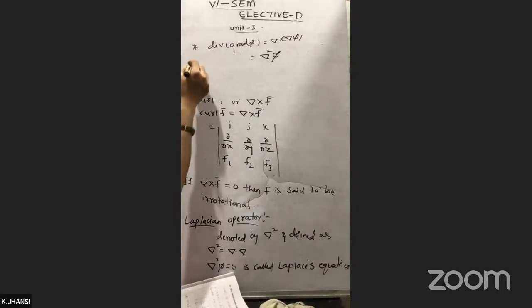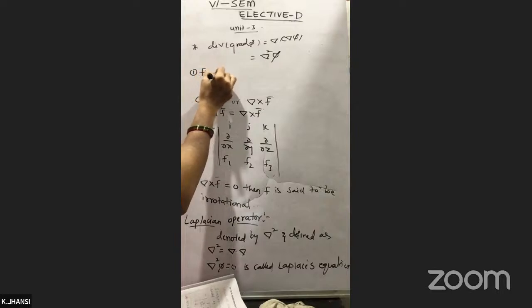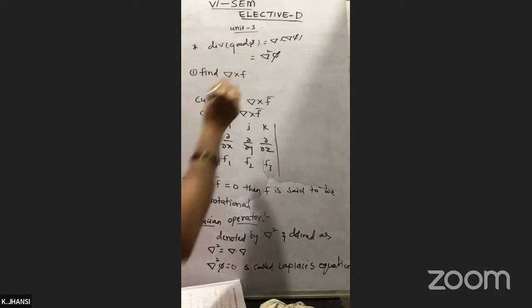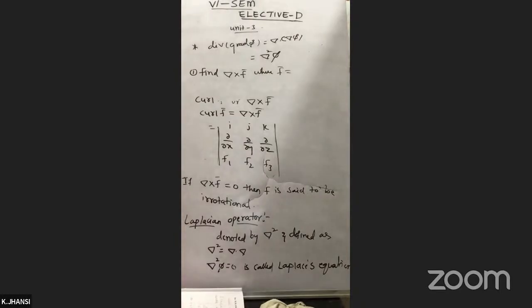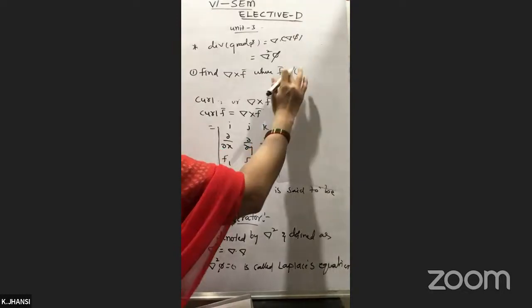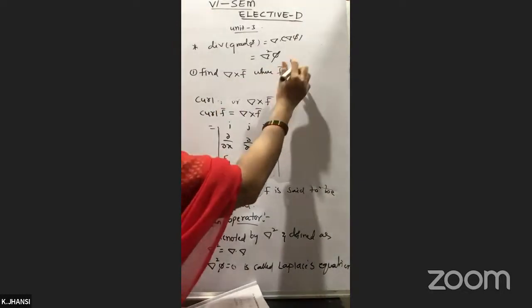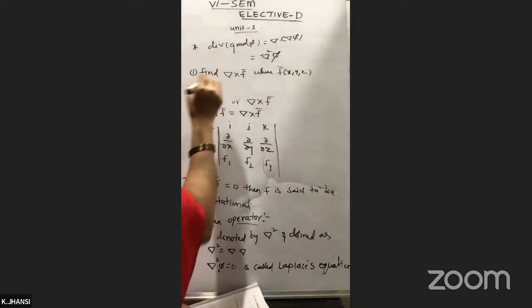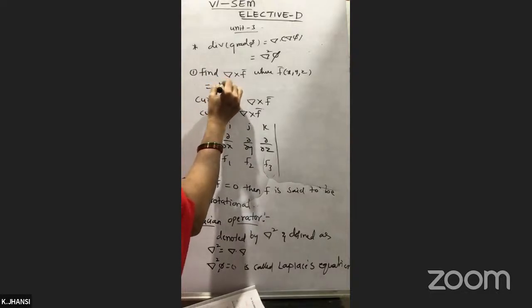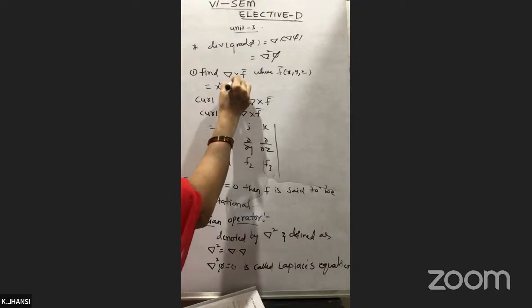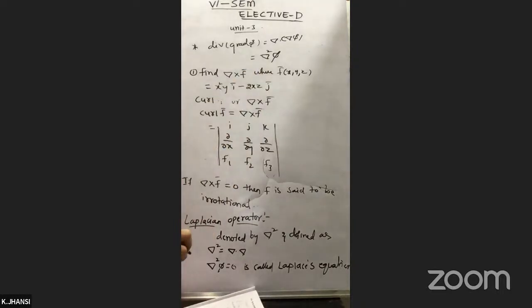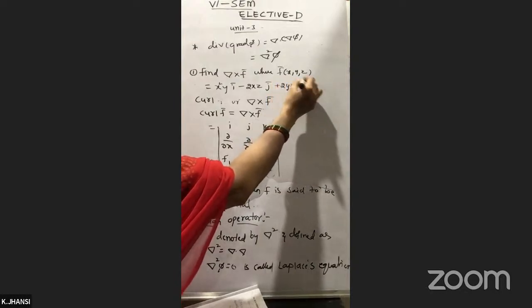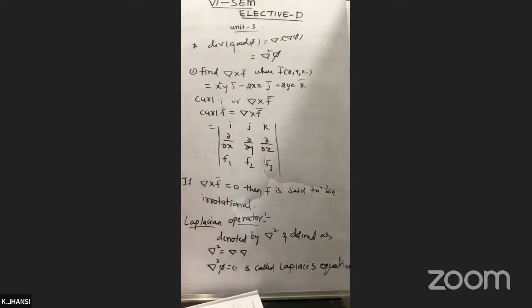So find del cross f. One problem we are seeing: del cross f, where f of x, y, z is equal to x square y minus 2xz plus 2yz k. This is the given function. We need to find del cross f, or curl f.